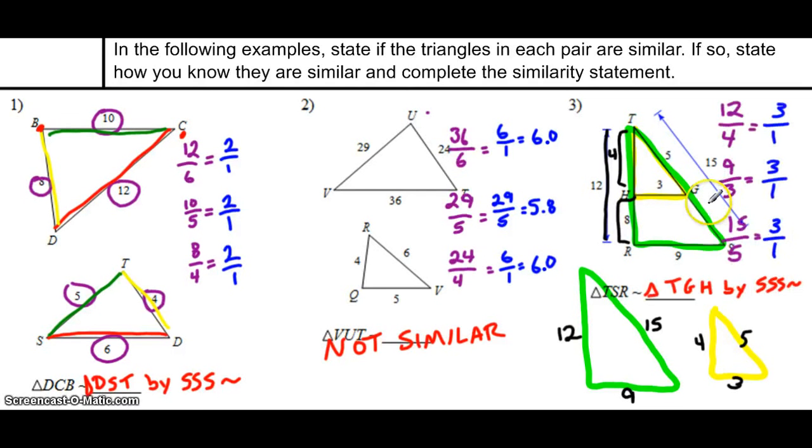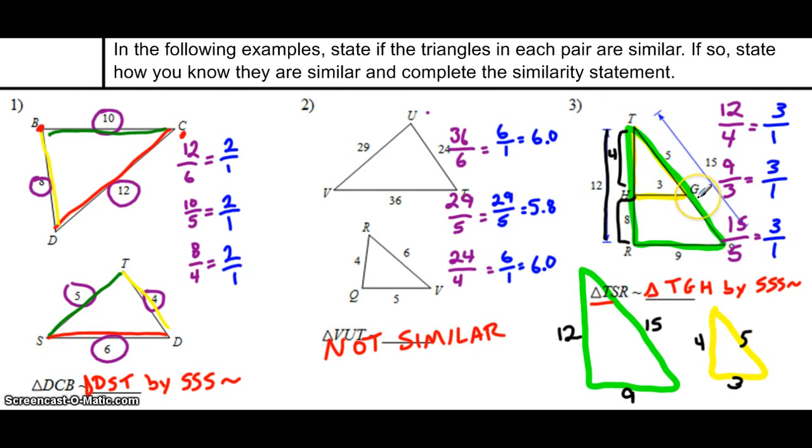Here are the answers. Alright, so I did all the ratios, 12 to 4, 9 to 3, 15 to 5, and it turns out they're all a 3 to 1 ratio. So that means that the sides are proportional, and altogether I can say that triangle TSR is similar to triangle TGH by the side-side-side similarity theorem. Again, I've got to write that because I didn't check any of the angles. In fact, they're not even labeled.